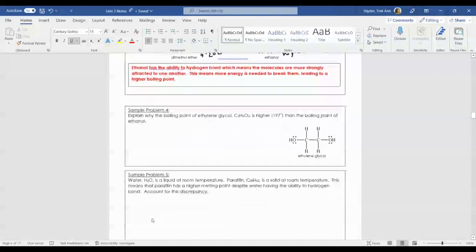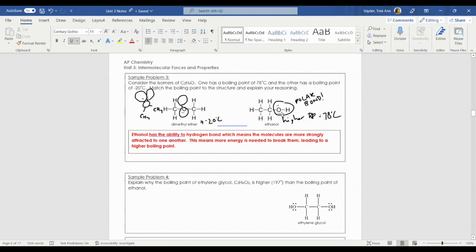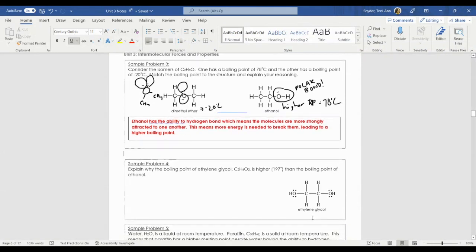Let's take a look at sample problem 4. Explain why the boiling point of ethylene glycol is even higher than the boiling point of ethanol. So ethanol, which is still up above, has a boiling point of 78. Notice ethylene glycol in its structure has an even higher boiling point. It's actually over double the boiling point. Why does it take so much more energy to vaporize ethylene glycol than it does ethanol?